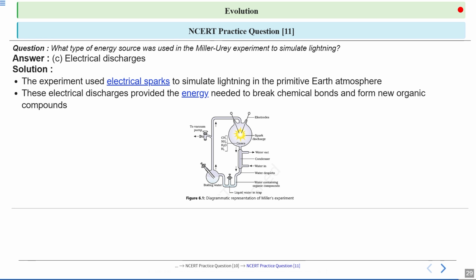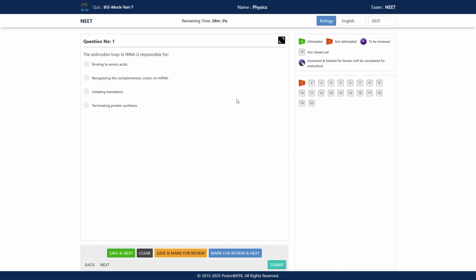Okay, this is clear. So now let's discuss the mock test. First question: the anticodon loop in transfer RNA is responsible for? We have 4 options, you have to select the correct answer. The first option is binding to amino acids. Second is recognizing the complementary codon on mRNA. Third is initiating translation. And fourth is terminating protein synthesis. What will be the correct answer?